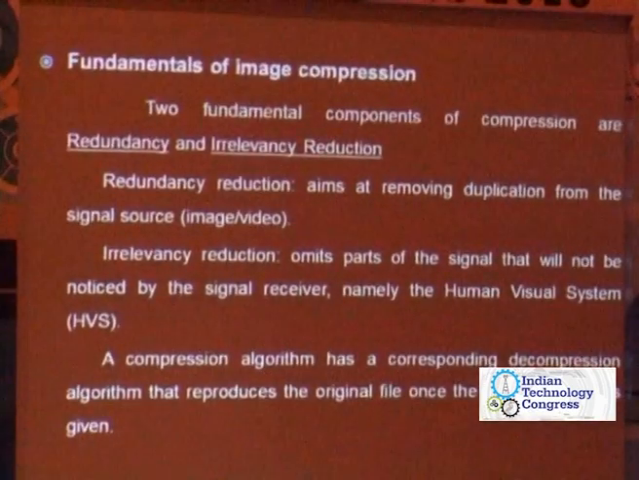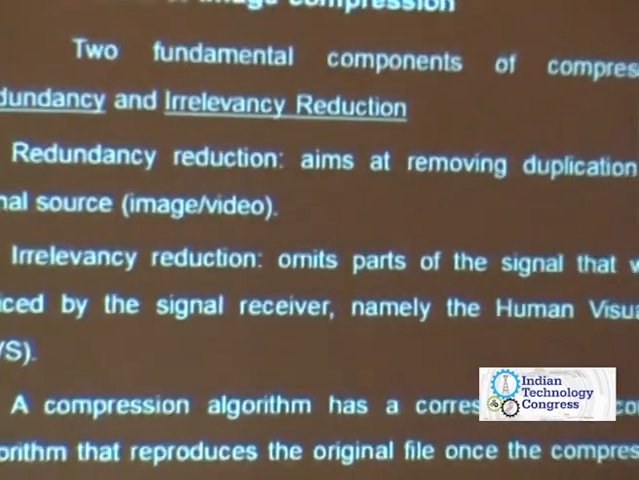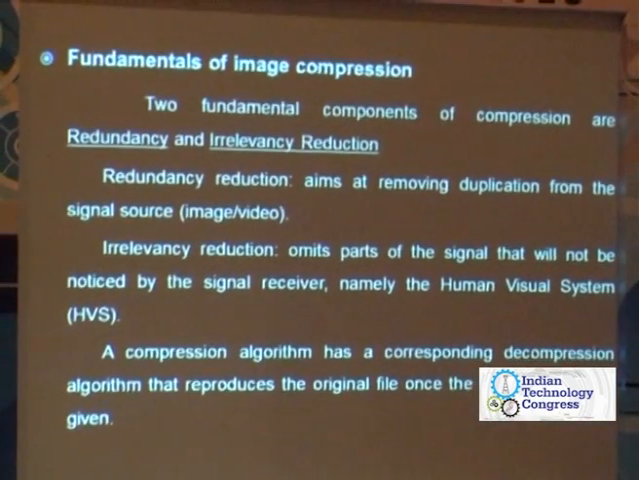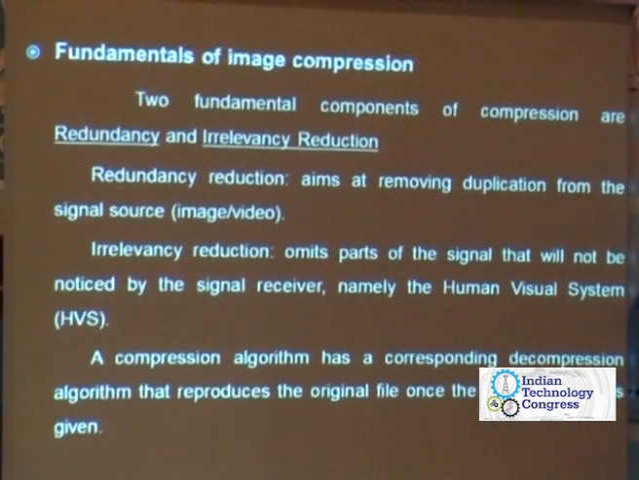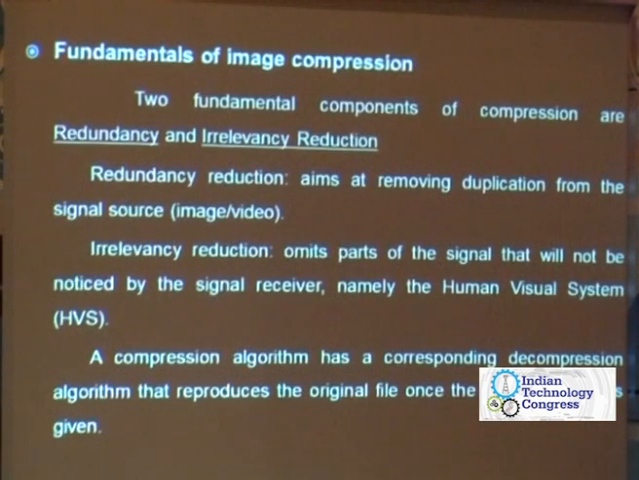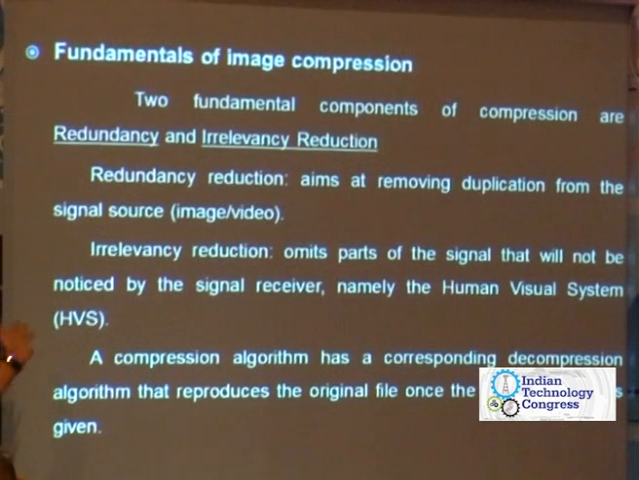So coming to the fundamentals of image compression, there are two components: redundancy and irrelevance reduction. Redundancy reduction is where we reduce the signal source values which are duplicated. That is removed in redundancy reduction. And irrelevancy reduction is where we remove the signals which are not noticeable by the human visual system. That is removed in irrelevancy reduction. If we consider the compression algorithm, we should also consider the reconstruction of the image. So this architecture involves compression and reconstruction both.